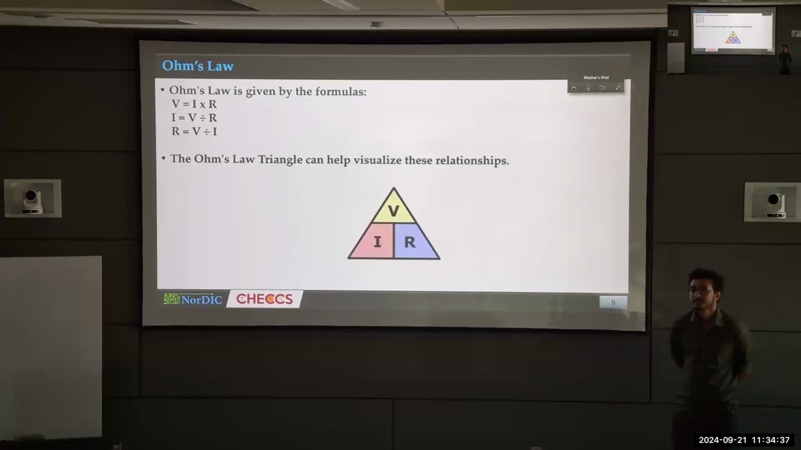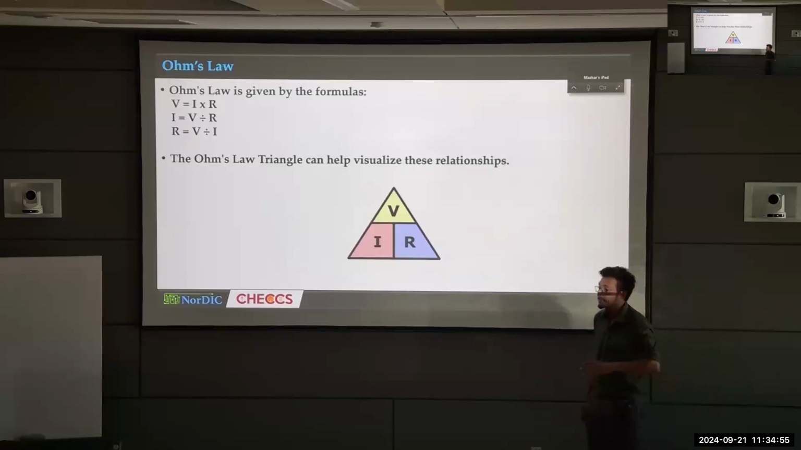Because there are many other elements. Okay, there are inductance, there is capacitance, there is a diode, there is a transistor. Those are all the components in electrical engineering. Now we're just talking about the simple element, which is the resistance.